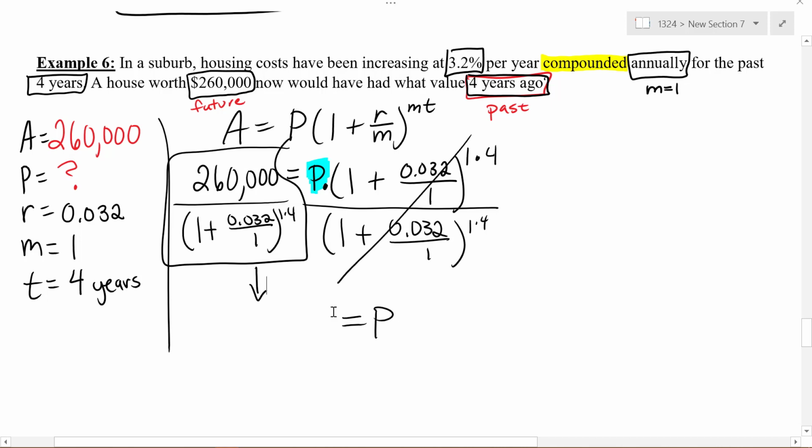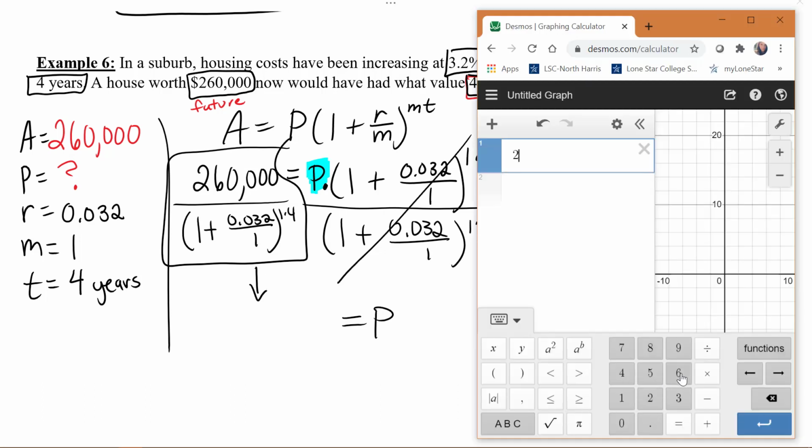Okay, so I'm going to pull up Desmos and let's see what we get. Alright, so I have 260,000. I'm going to divide that by parentheses 1 plus. Now of course you can simplify these things as you go, but you do not have to. Desmos will do a lot of that simplification for you if you're not sure what you're going to get. So make sure you hit that exponent, come outside of the parentheses, hit that exponent. I'm going to go ahead and put parentheses for the exponent, and then I'm going to type in 1 times 4. Alright, so I get $229,221.08.